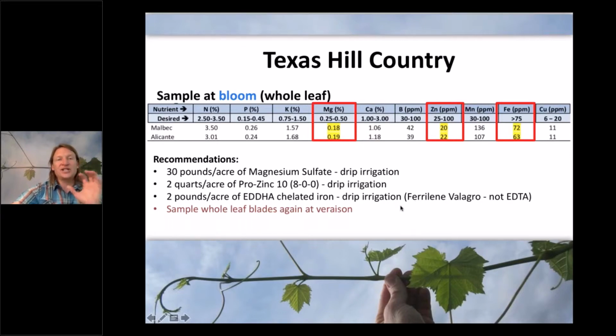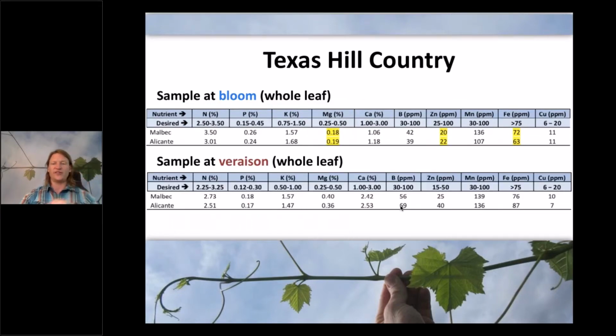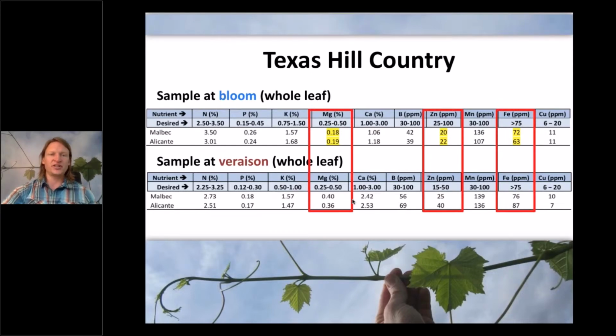And then I told them, make sure you sample again at veraison, and then we can see, did this work? And lo and behold, here's what we found at veraison. Okay, so we now can focus on those deficiencies. The magnesium sulfate we put through the drip seemed to work. We brought the magnesium levels well over 0.25%. The zinc we put down seemed to work, more so in the Alicante than the Malbec. Uptake was better, can't explain why.